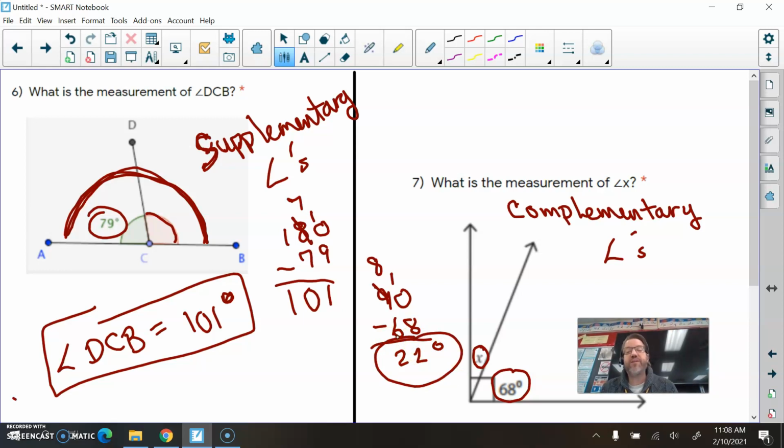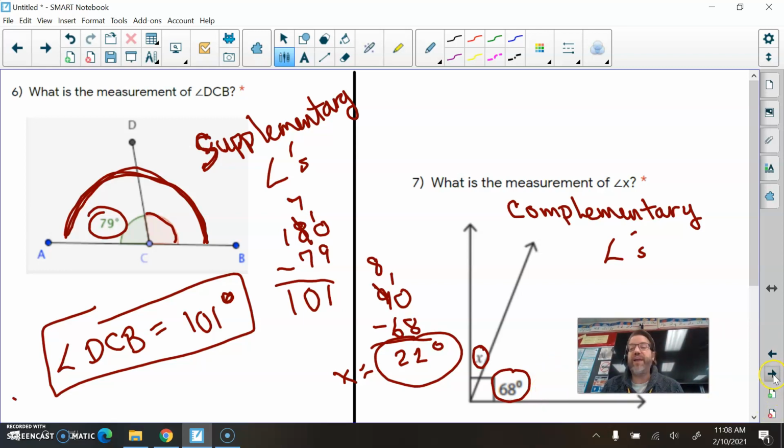I can check that as well. By the way, I could also say x equals 22 degrees. If you add 68 and 22 together, it had better total 90 degrees. And it will. If you add those together, it does equal 90 degrees.